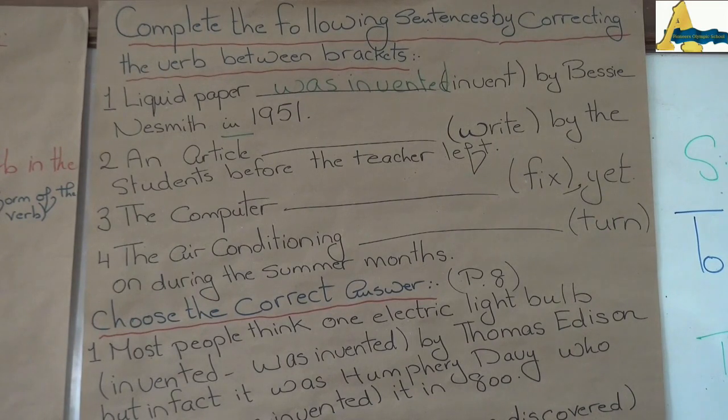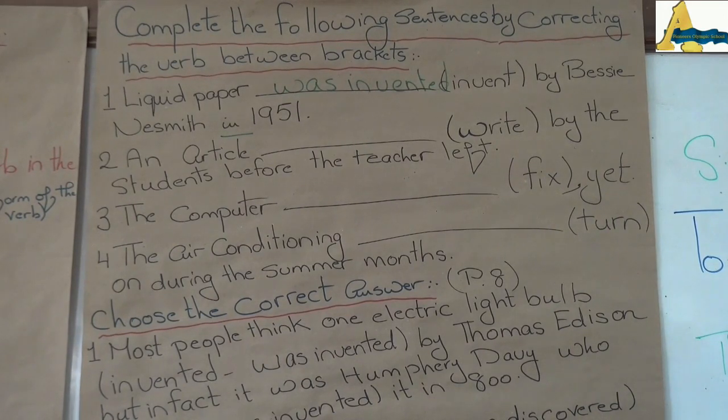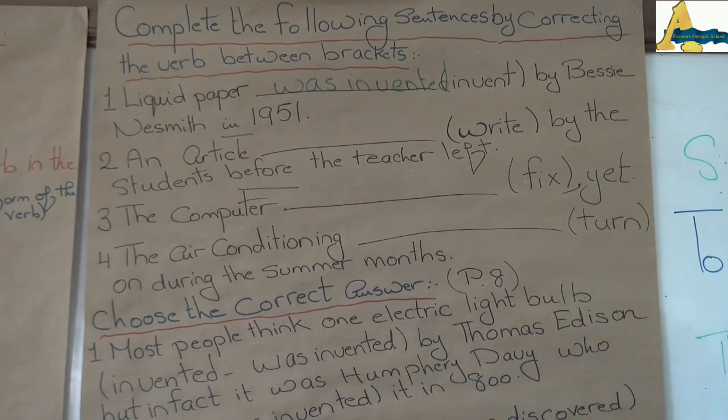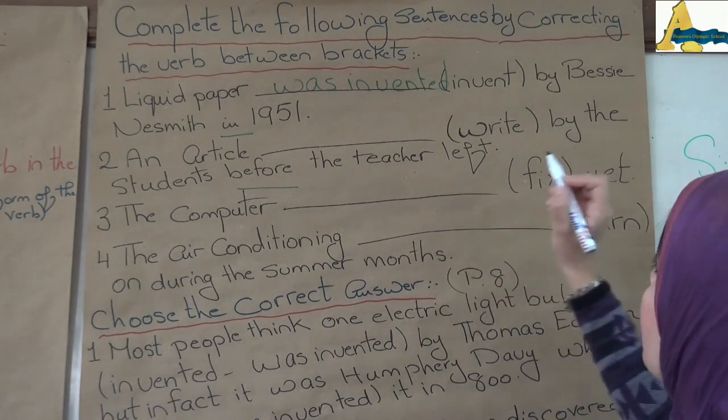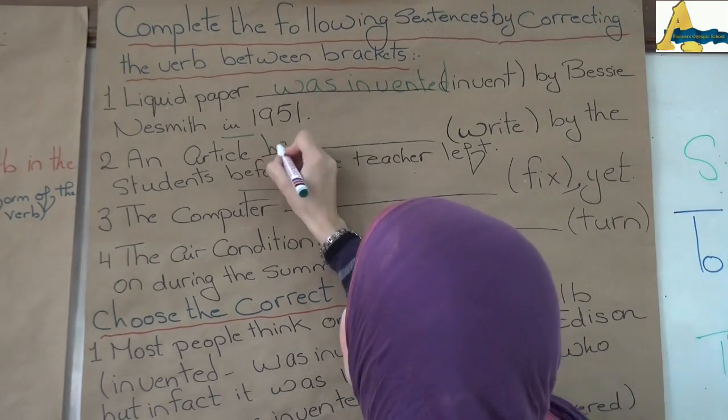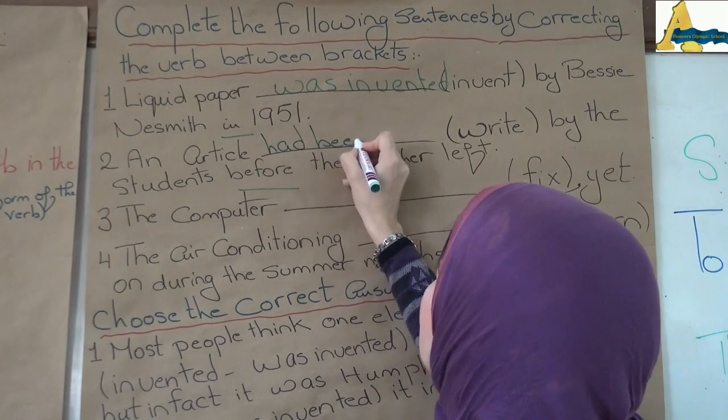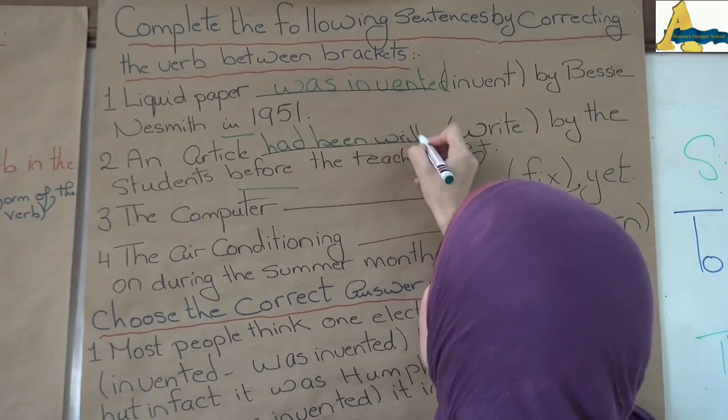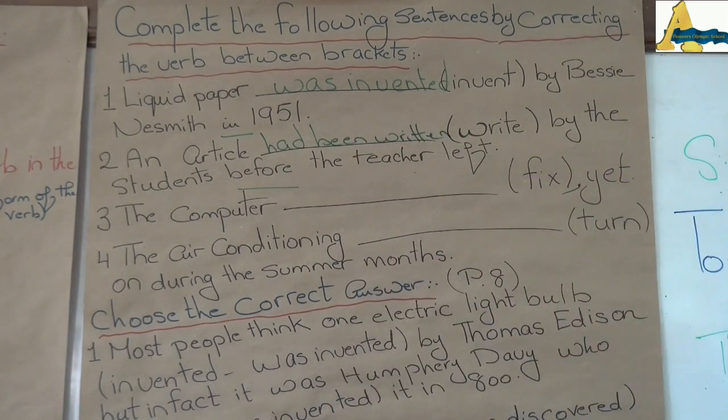Where is the key word that shows what kind of tense this one is? We have "before." So the sentence is written in the past perfect form. So it's going to be: An article had been written by the students before the teacher left.